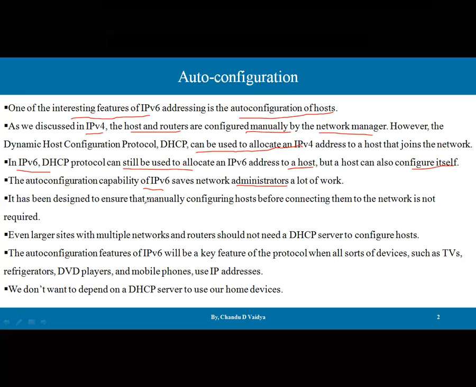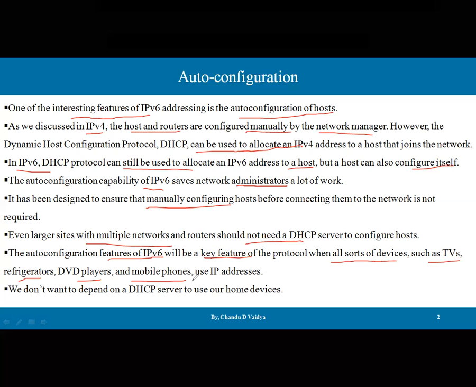It has been designed to ensure that manual configuration of hosts before connecting them to the network is not required. So manual configuration is not required here. Even a large site with multiple networks and routers should not need a DHCP server to configure hosts. The auto configuration feature of IP version 6 will be a key feature of the protocol when all sorts of devices such as TV, refrigerator, DVD, and mobile phones use IP addresses.